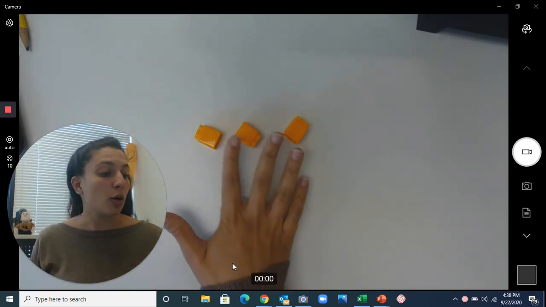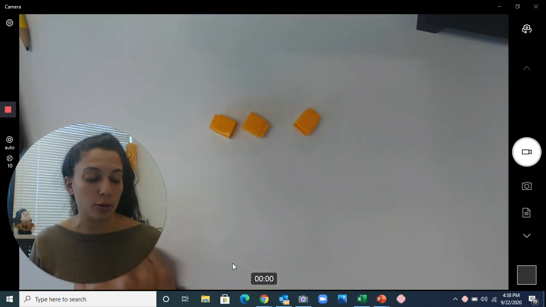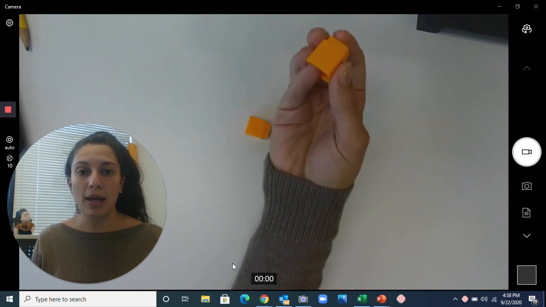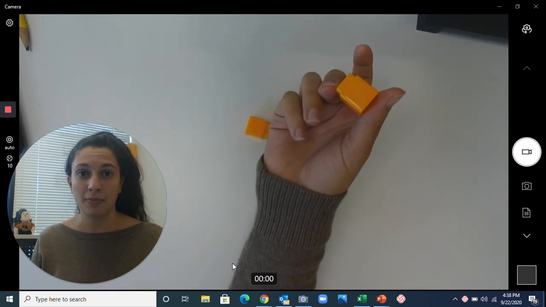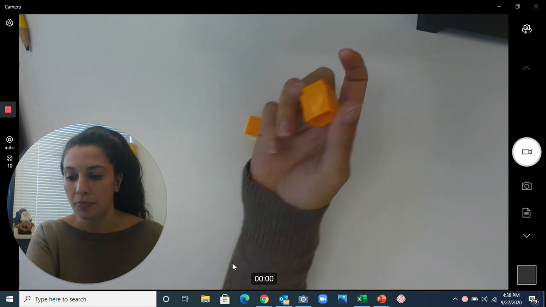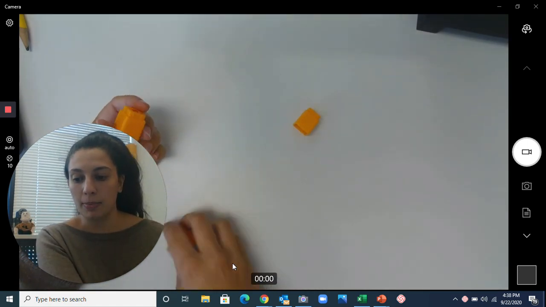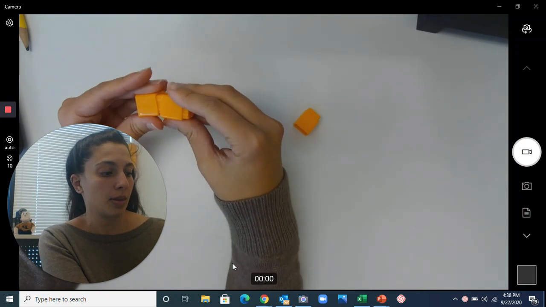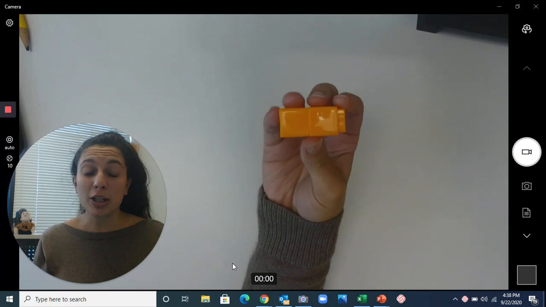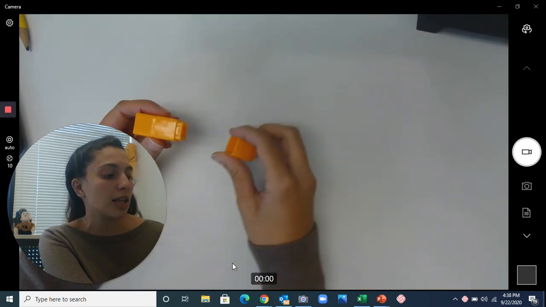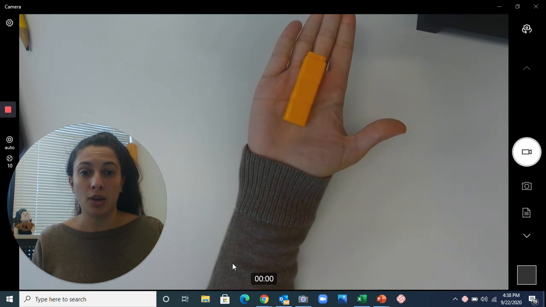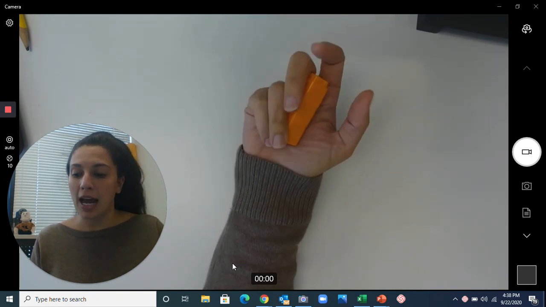All right, so here in front of me I have some cubes. What I'm going to do is pick up this cube right here. How many do I have in my hand? One cube. I have one cube in my hand. All right, how about now? How many cubes do I have? Two cubes. And now if I get this last one and I put it on, how many cubes do I have in my hand? Three cubes. I have three cubes.